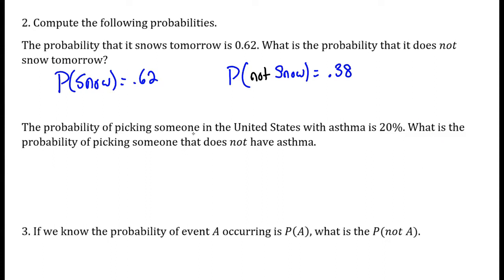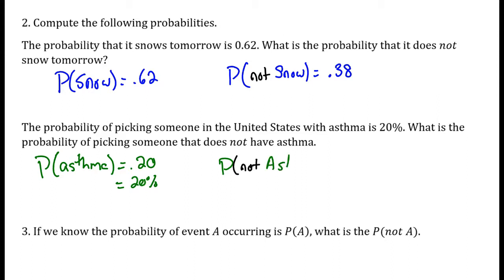The probability of picking someone in the United States with asthma is 20%. So the probability of asthma equals 0.20 or equals 20%. Doesn't matter which one you use. We can use decimals, fractions, or percents. What's the probability of picking someone that does not have asthma? So the probability of not asthma, well, if there's a 20% chance you pick someone with asthma, there's an 80% chance that they don't, or 0.80.